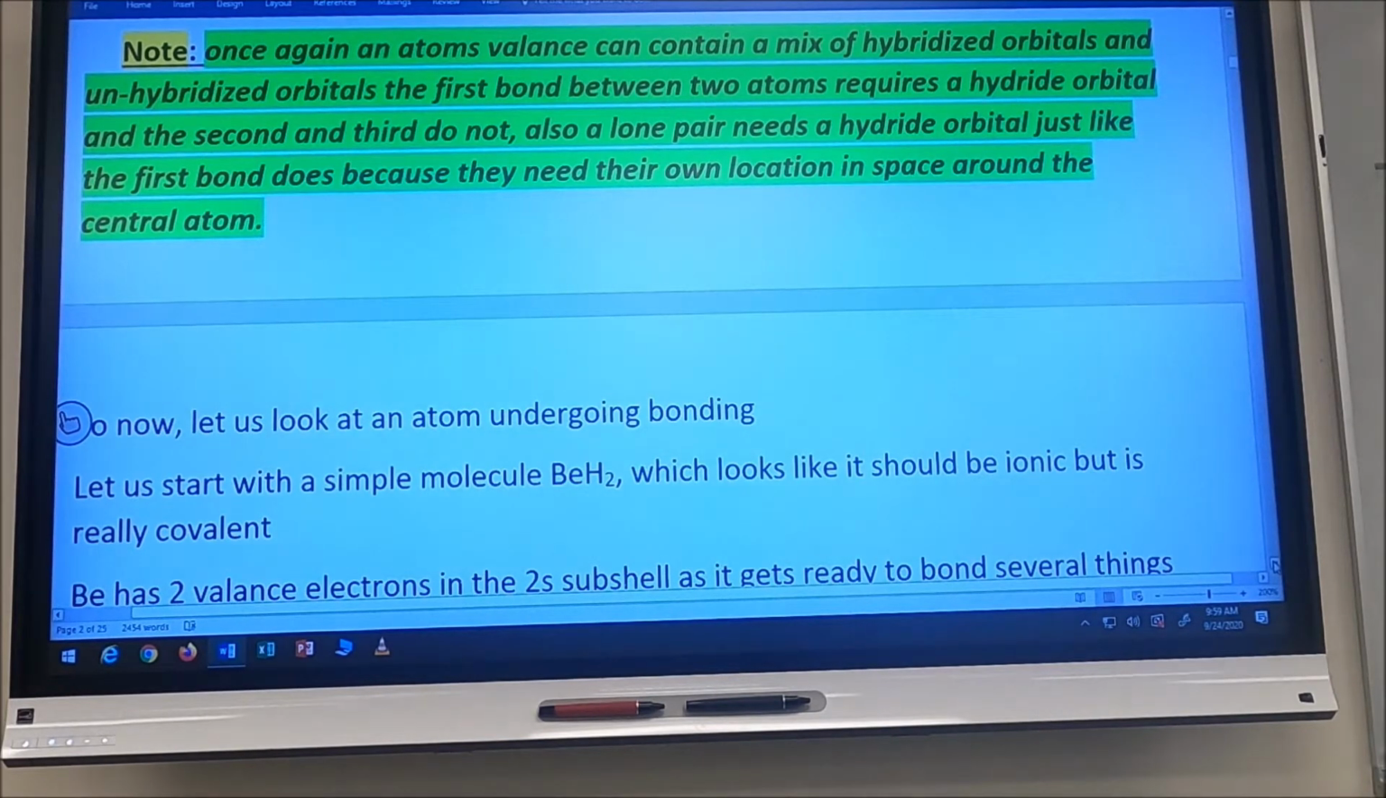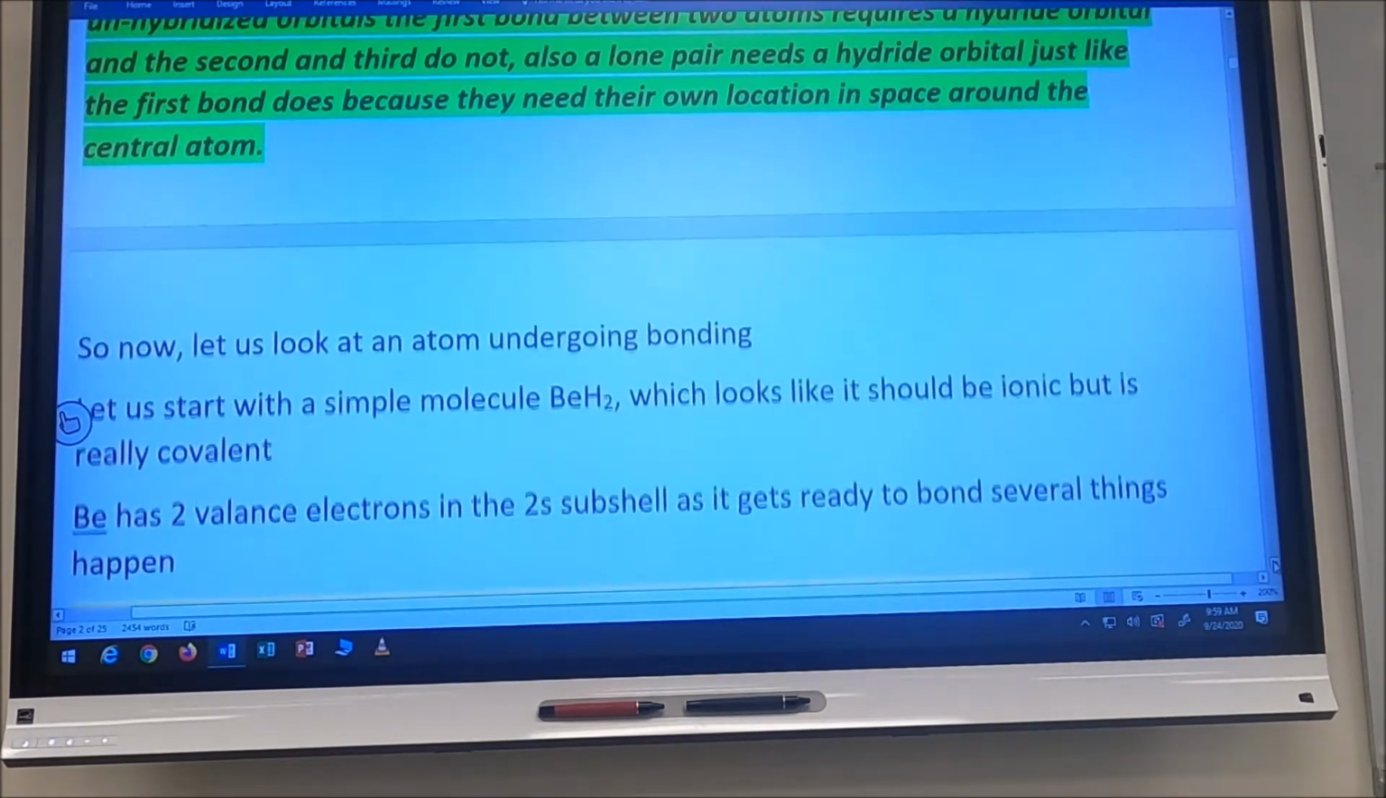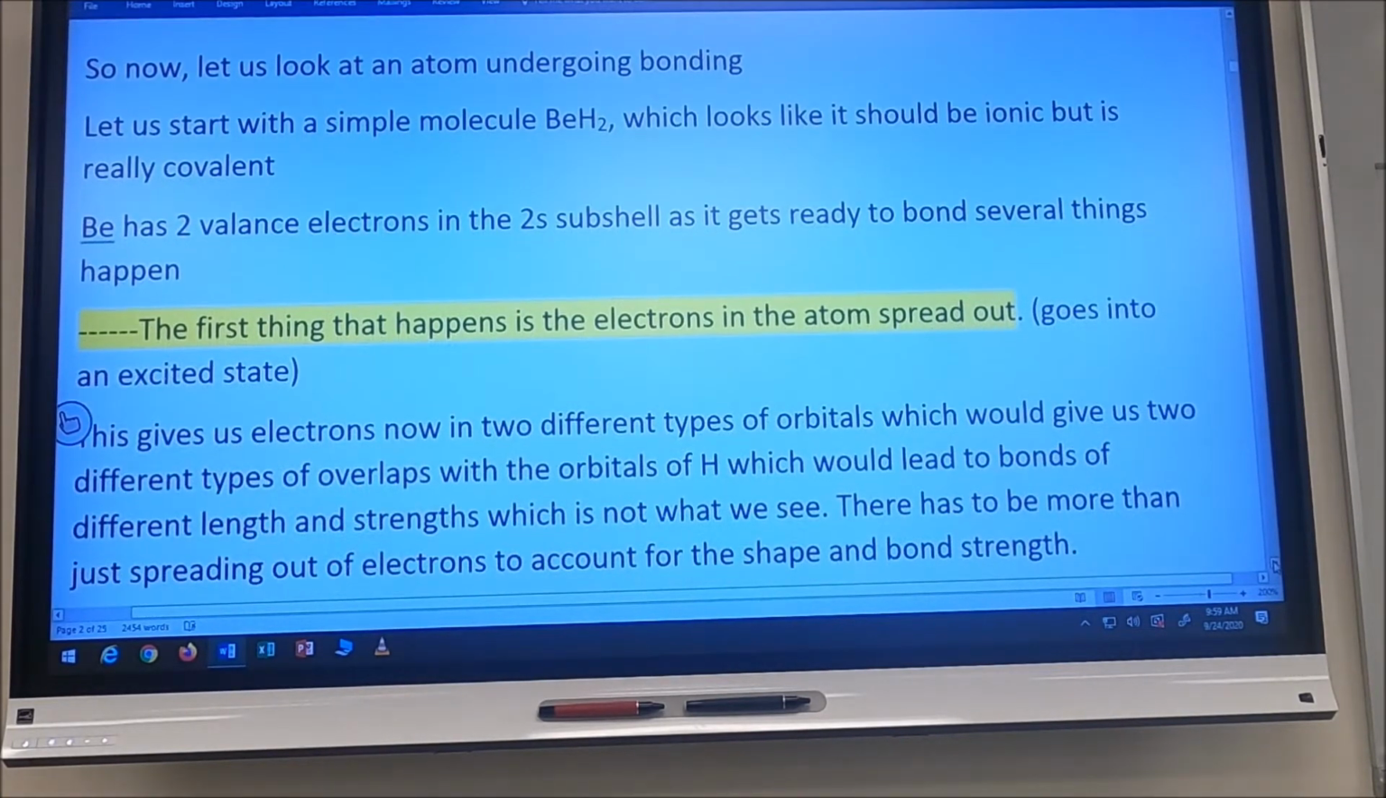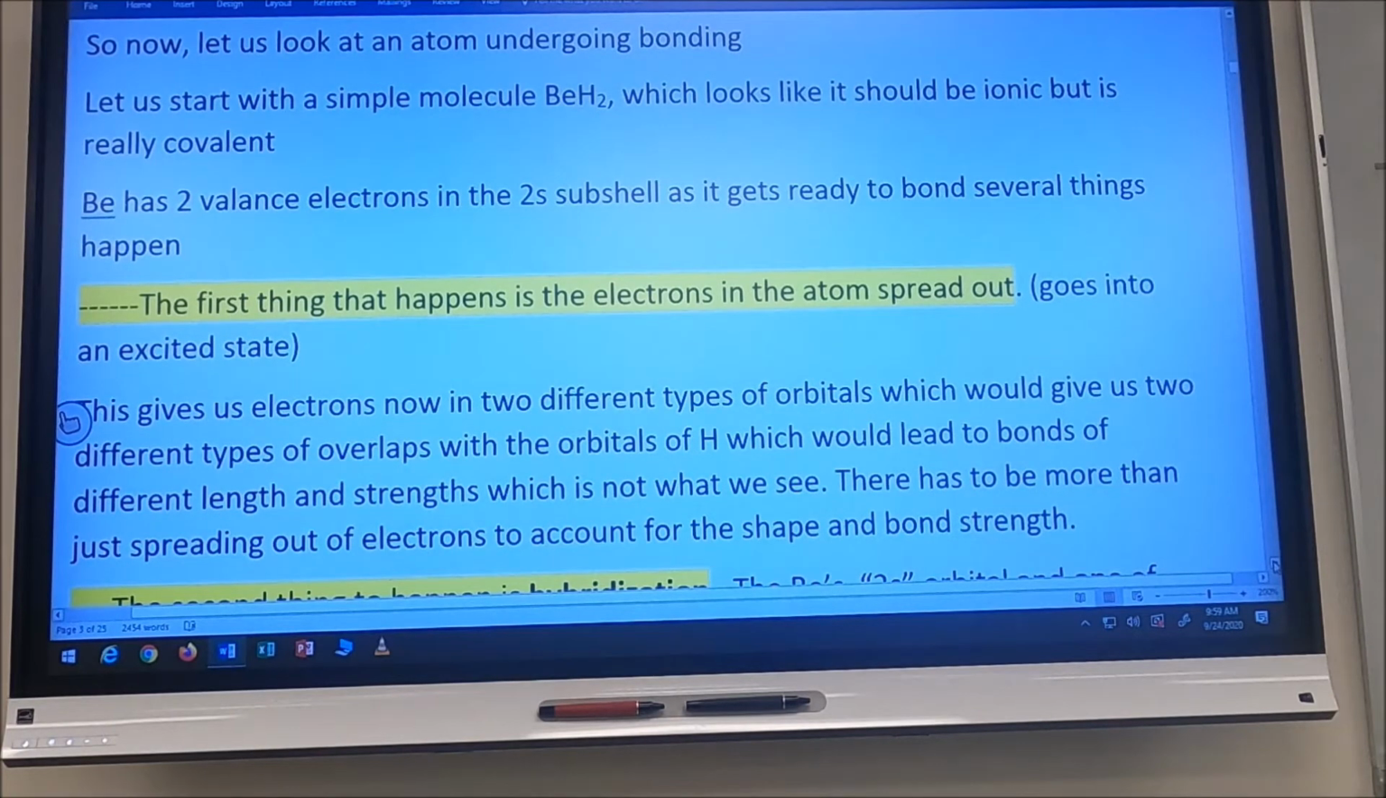Okay? So, we're going to look through our situations. Okay, we know that around a central atom we can have 2 electron groups, 3 electron groups, 4 electron groups, 5 electron groups, and 6 electron groups. So we can have 6 different rearrangements of valence orbitals. If we start out with beryllium dihydride.